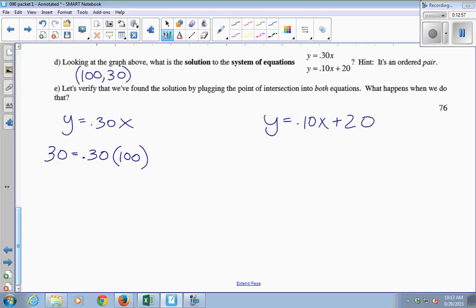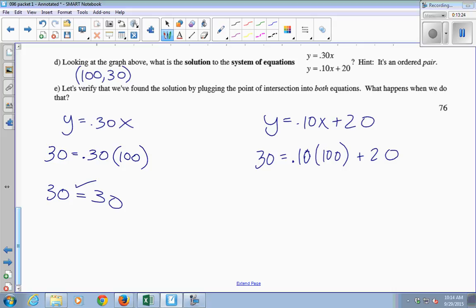Yes, 30 does equal 0.3 times 100. So this is 30 equals 30, check. So my point, my solution, makes my first equation true. I have to show that it also makes my second equation true for it to be a real solution. So I put in my 30 for the y, put in my 100 for my x.